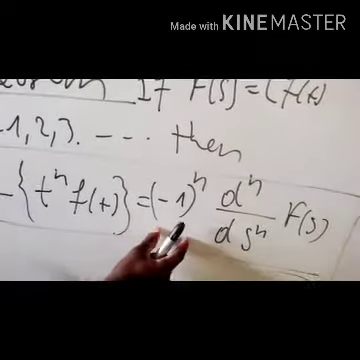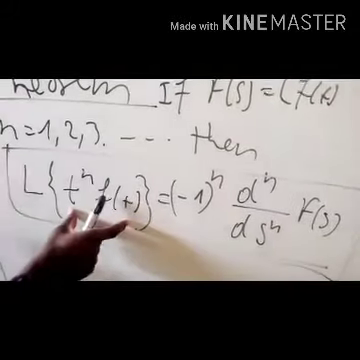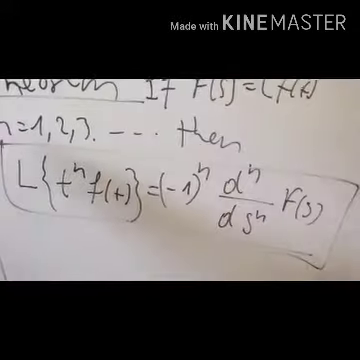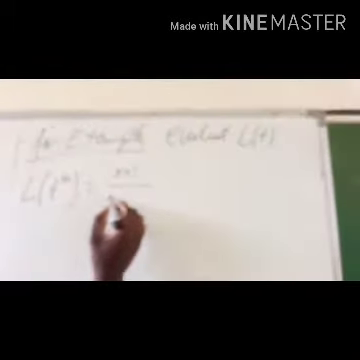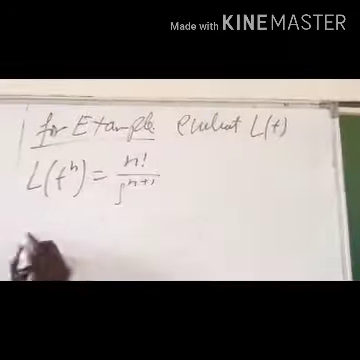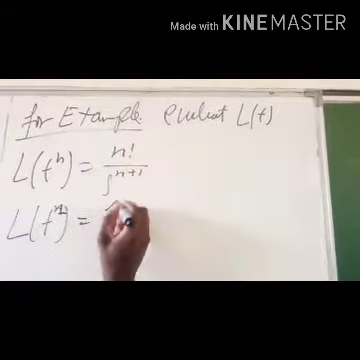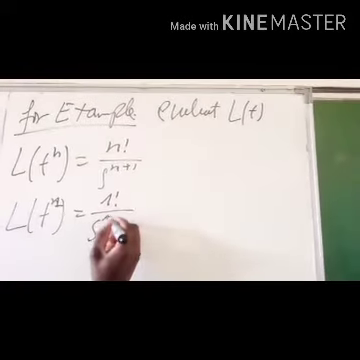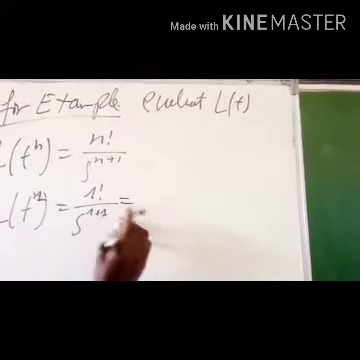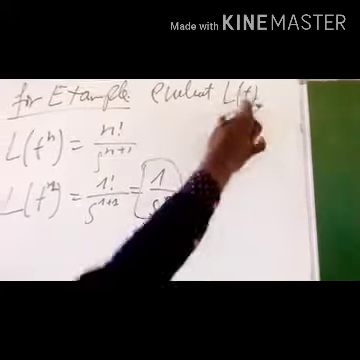This is our formula for calculating the Laplace transform. The transform of t^n is equal to n factorial over s^(n+1). So for calculating the Laplace transform of t, meaning t^1, we get 1 factorial divided by s^(1+1), which is equal to 1 divided by s^2. This is the transform of t.